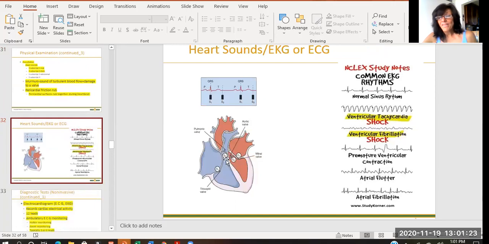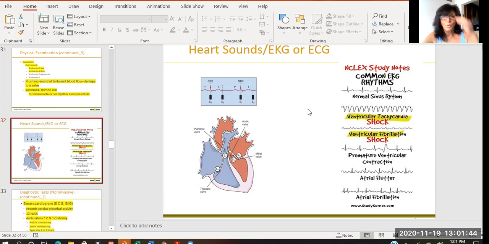Okay. This is your most basic EKG ever. I'm gonna try to make this short and sweet. When you look at a rhythm strip, what you see is a P wave, a QRS, and a T. And that one thing right there, that P, QRS, T, is lub dub, lub dub, lub dub.